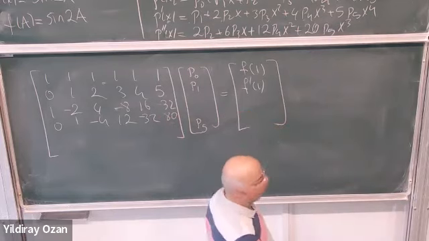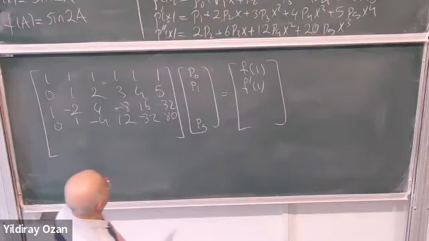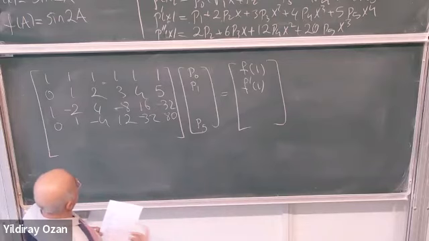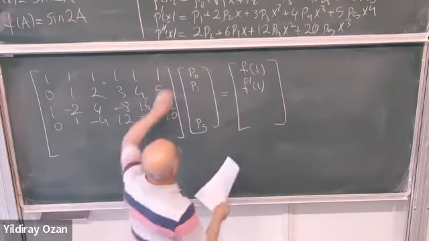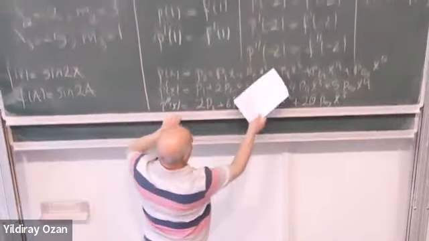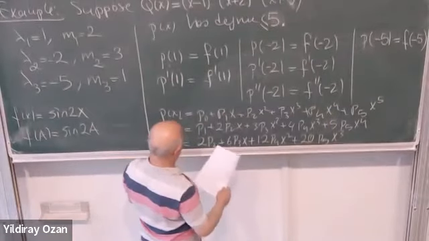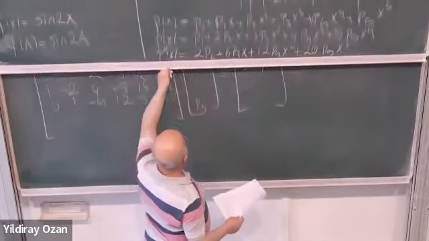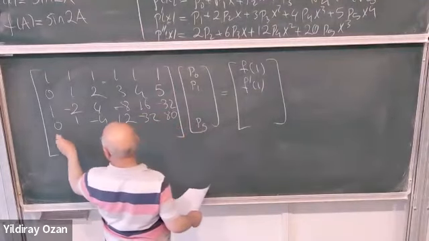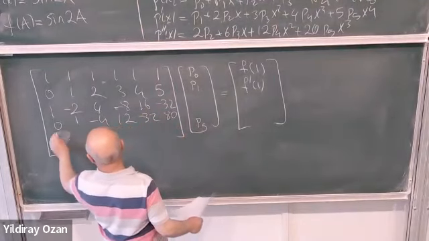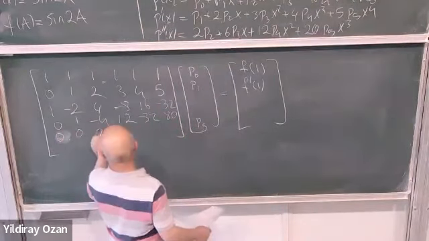Sonra bir de ikinci türevde koyacağız. And then we have this in the second derivative. So 2 here. So 0, 0, 2.